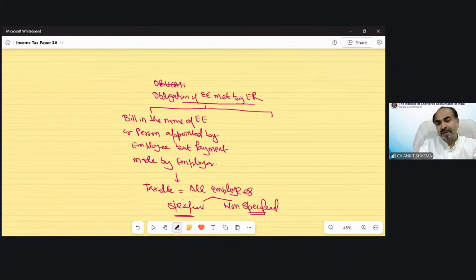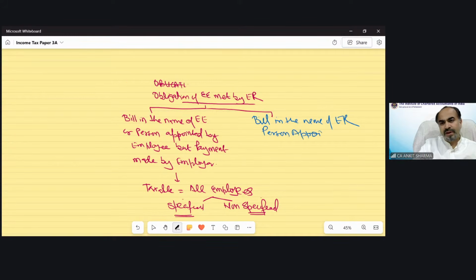So automatically the bill would be in his name, but I am using that electricity in the house. So if that kind of perquisite has been provided, in which the bill is in the name of the employer or a person appointed by the employer, and of course paid by the employer, that is a rare kind of perquisite.